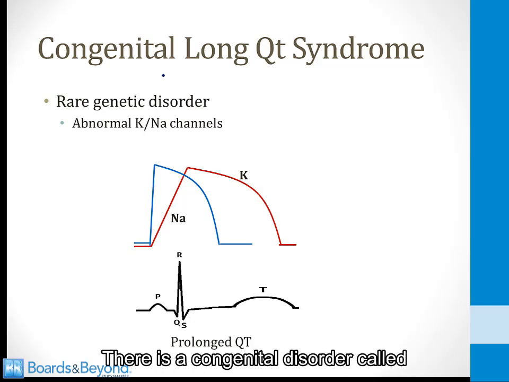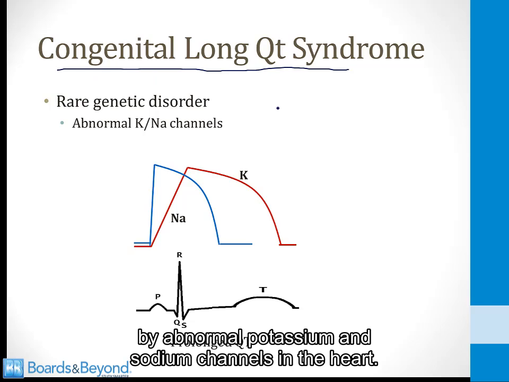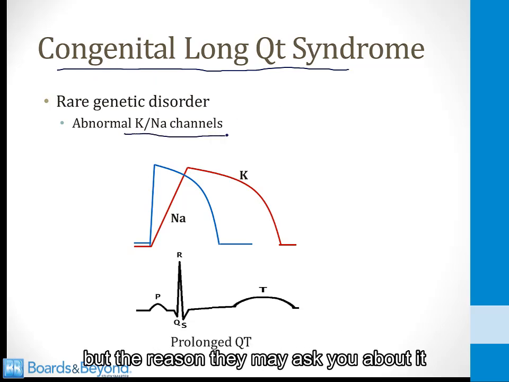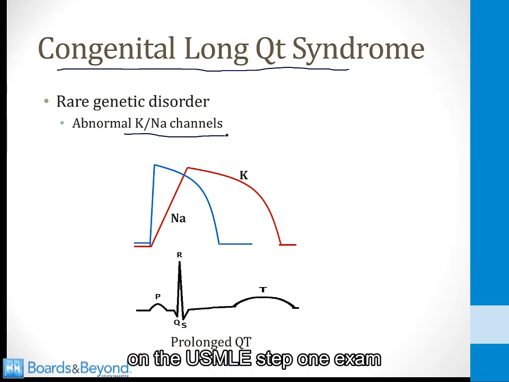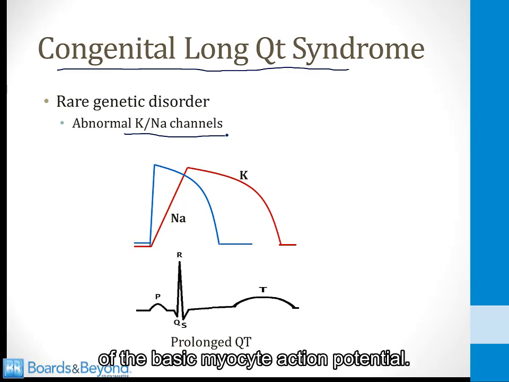There is a congenital disorder called the congenital long QT syndrome that is caused by abnormal potassium and sodium channels in the heart. This is a very rare disorder, but the reason they may ask you about it on the USMLE Step 1 exam is because it's a way to test your underlying knowledge of the basic myocyte action potential.